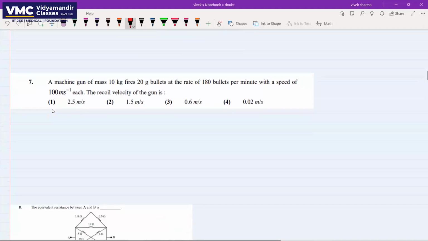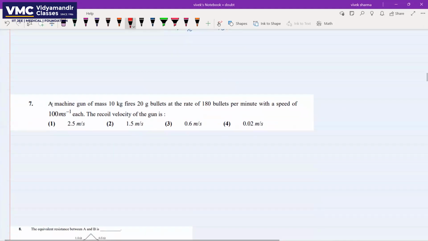Question number 7. इम्पल्स एंड मोमेंटम का क्वेश्चन है और ये कह रहा है मशीन गन है, मास ऑफ द मशीन गन इज 10 किलोग्राम. It fires 20 gram bullet at a rate 180 bullets per minute with a speed 100 meter per second each. You need to find the recoil velocity of the gun.